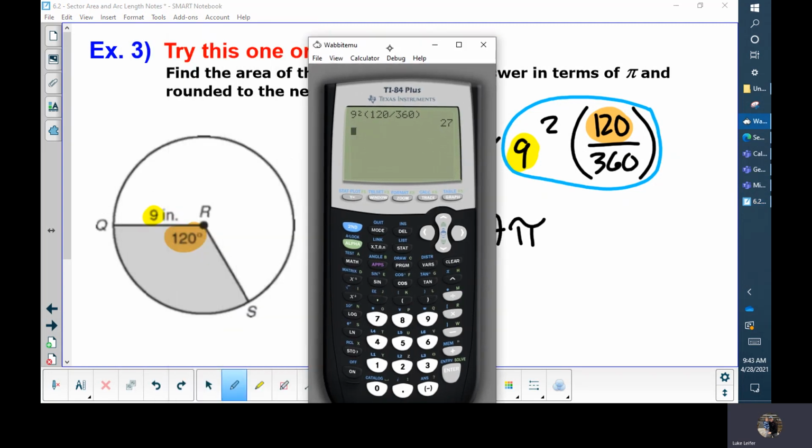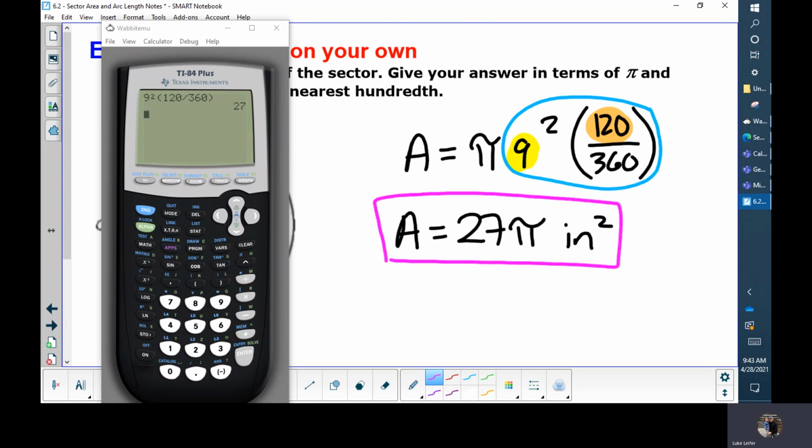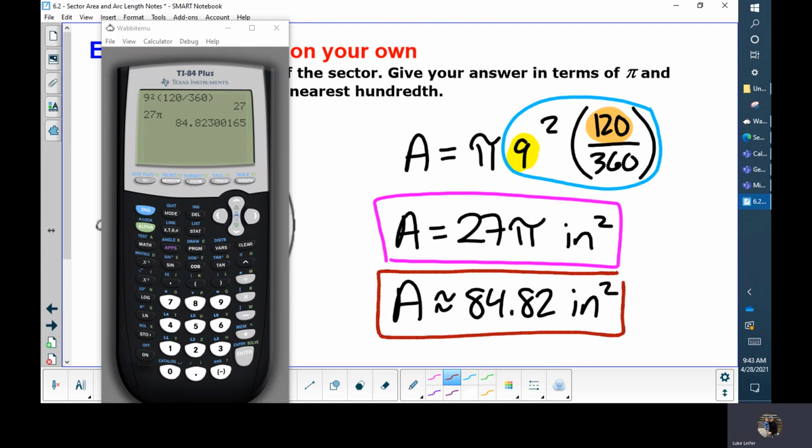And this is in inches again. Inches squared, square inches, however you want to say it. So there's my exact answer. And then my approximate answer is 84.82. And we'll highlight that one in maroon orange or maroon red here.